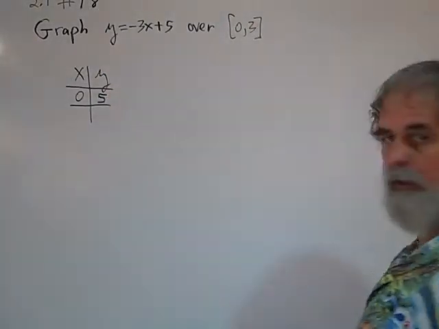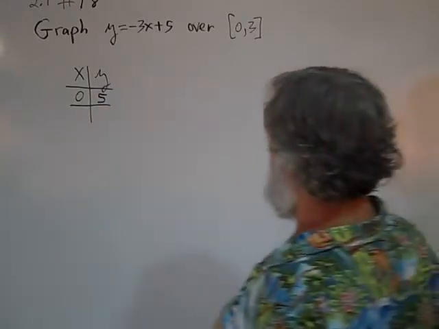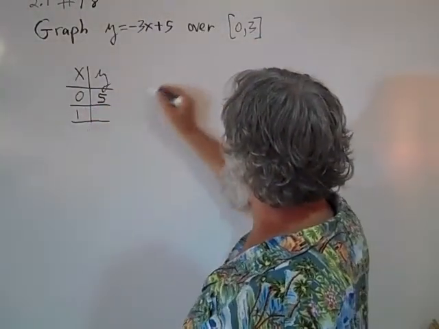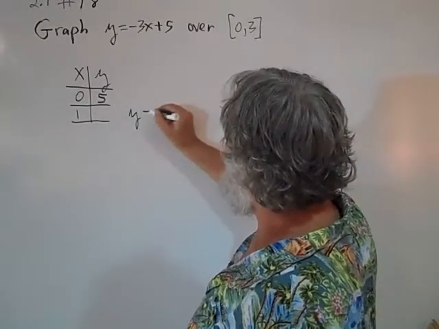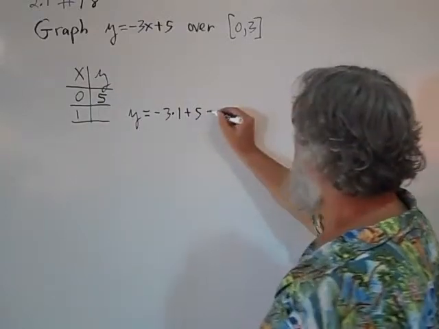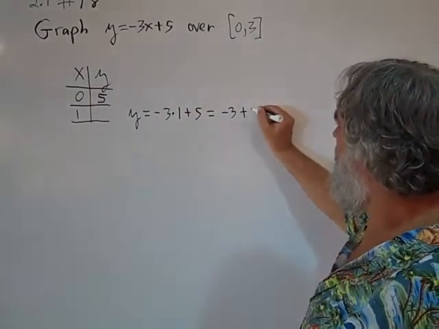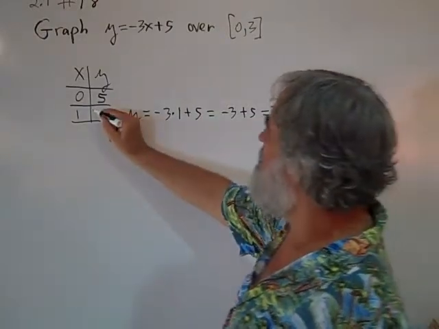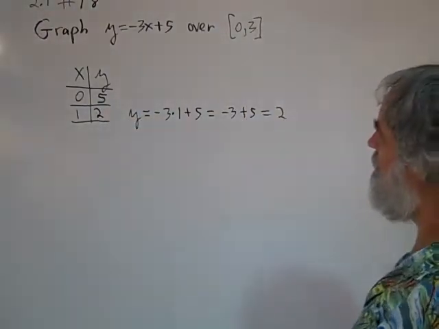There's our first point on this line. Well, let's try 1 next. When x equals 1, what does y equal? y will equal negative 3 times 1 plus 5, which is negative 3 plus 5. 5 minus 3 is 2. So y equals 2 at that point.